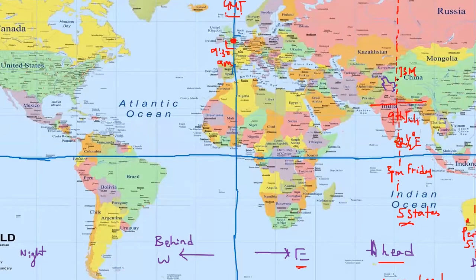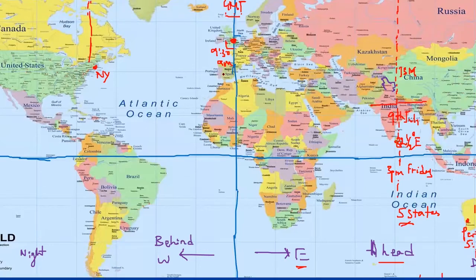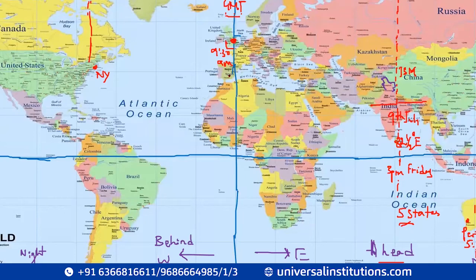What if you are going westwards? I told you, whenever you're going west from any place, you subtract. East you add, because east will be ahead, west will be behind. So what about New York? New York people will be along 75 degrees here. From London, there'll be 1, 2, 3, 4, 5 hours behind. That means 9:30 here, Friday, 9th July.